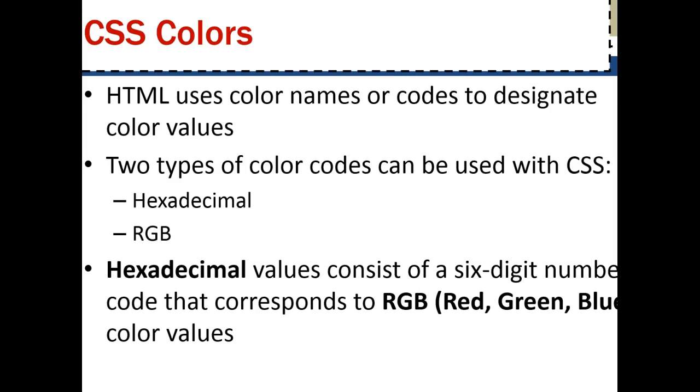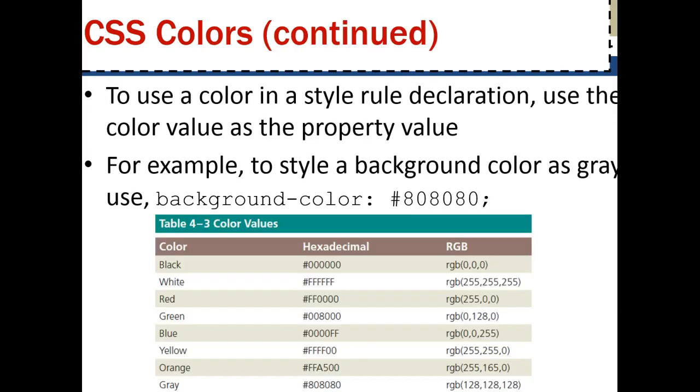Hexadecimal values, on the other hand, consist of a 6-digit number code that corresponds to RGB. RGB stands for red, green, and blue. So these are the color values. To use a color in a style rule declaration, we use the color value as the property value. For instance, to style a background color as gray, we use background-color, colon, and then we use the pound sign before the code. So hexadecimal is a combination of a base 16 numbering system which can include letters from A to F. So as you can see, these are the hexadecimal colors here.